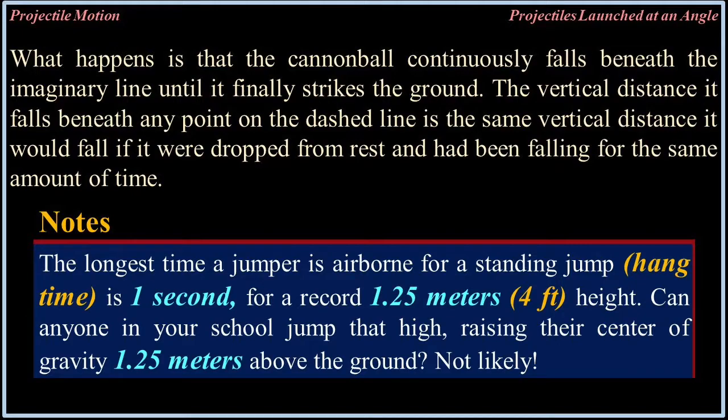Okay, what happens is that the cannonball continuously falls beneath the imaginary line until it finally strikes the ground. The vertical distance it falls beneath any point on the dashed line is the same vertical distance it would fall if it were dropped from rest and had been falling for the same amount of time.